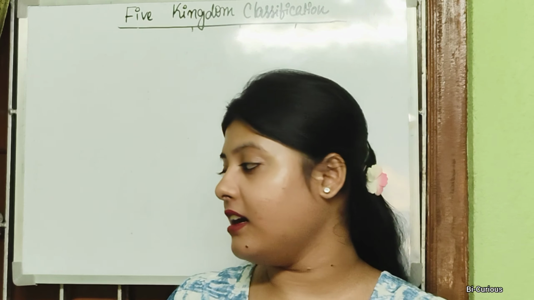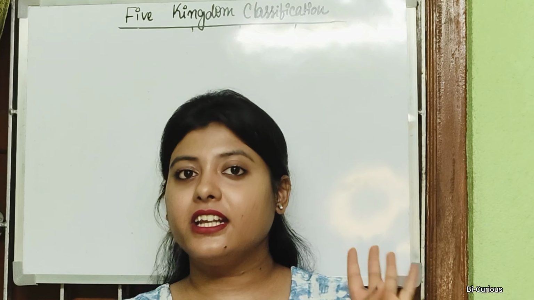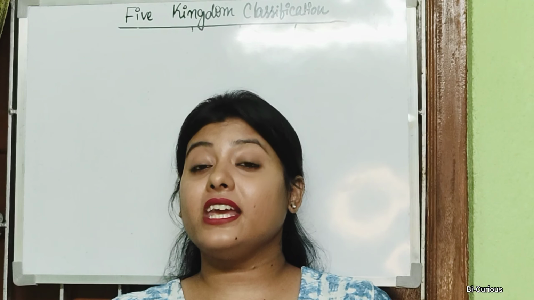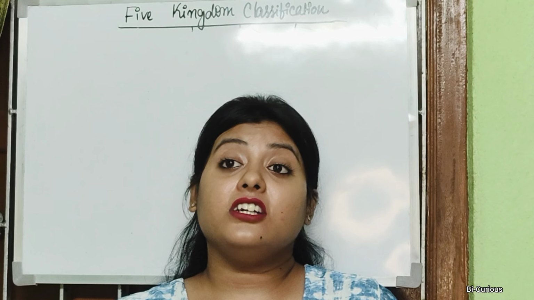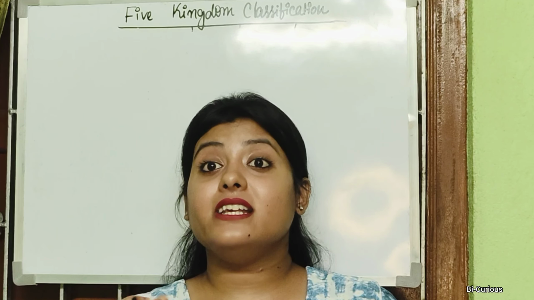And what are those five kingdoms in this classification? Number 1 is kingdom Monera, then kingdom Protista, then kingdom Fungi, then kingdom Plantae, and number 5th is kingdom Animalia. So in this video we are going to discuss kingdom Monera. Here we will cover the general features of the Monera, the classification of the Monera, and the shapes of the Monera.